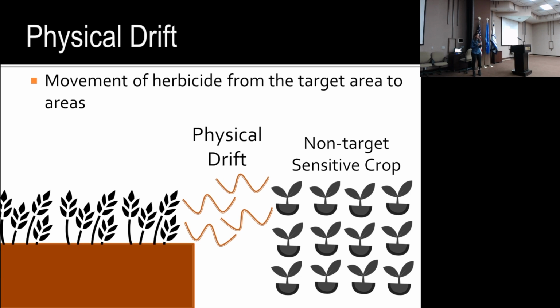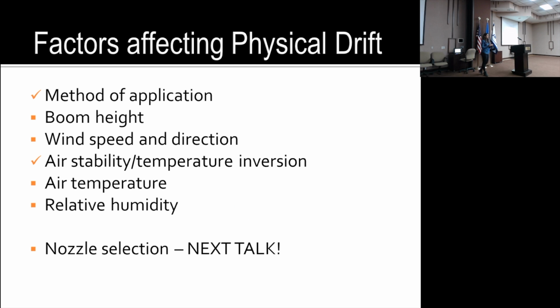What about physical drift? What is physical drift? So now we know what volatility is. Physical drift is just movement of that herbicide where it's not on our target plant, it's ending up somewhere else, perhaps on a sensitive species. A lot of things can affect physical drift. In my mind, what's the most important is nozzle selection, or at least one of the pieces. Dr. Long is going to talk about nozzles next, so I'm going to leave that piece out. He also has a fun spray table where we can look at some of these different nozzles.